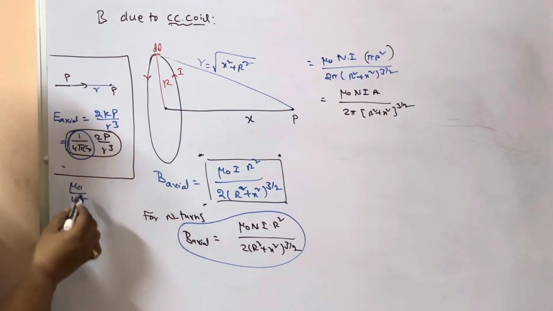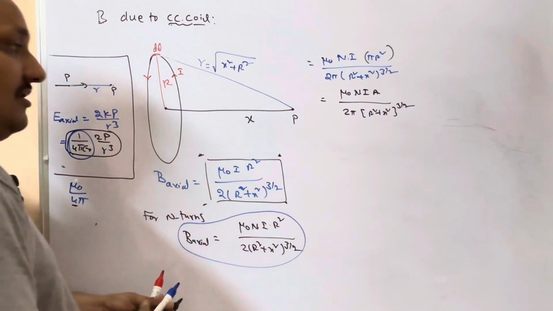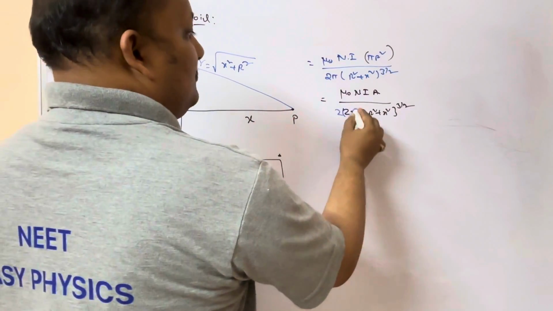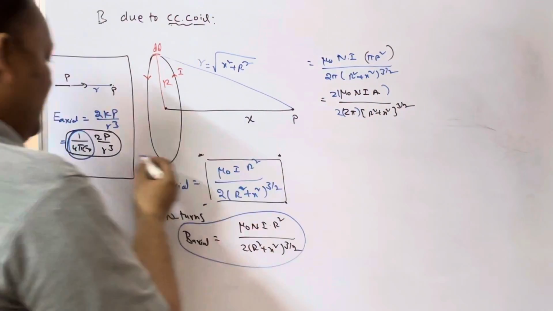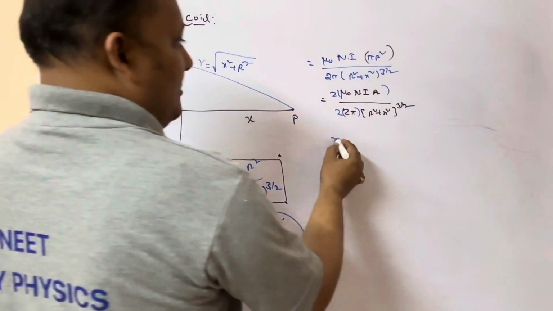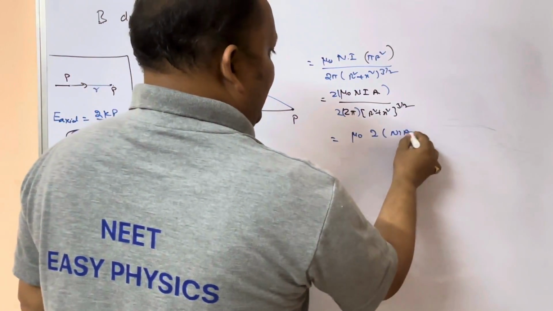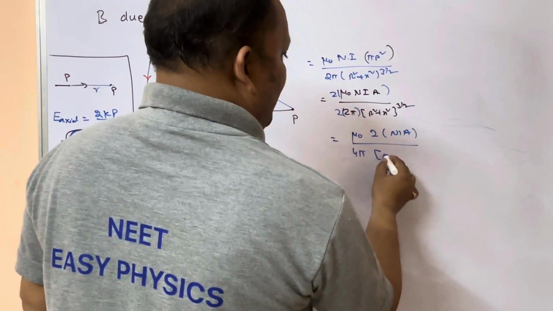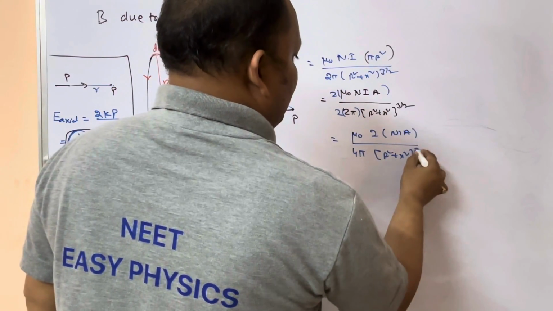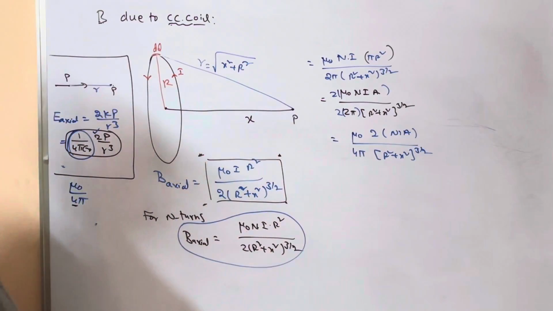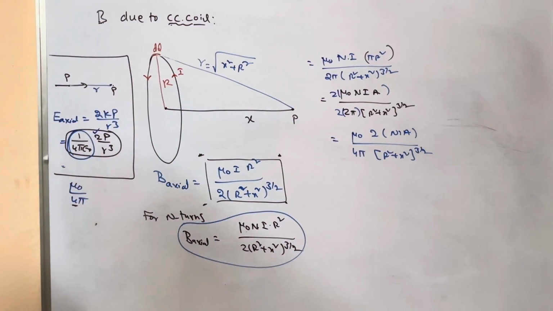Next, here we want 4 pi, but only 2 pi is there. Now multiply and divide with 2, numerator and denominator. Here we also require 2 in the numerator. So mu naught 2 n I a divided by 4 pi (r square plus x square) whole power 3 by 2, isn't it?